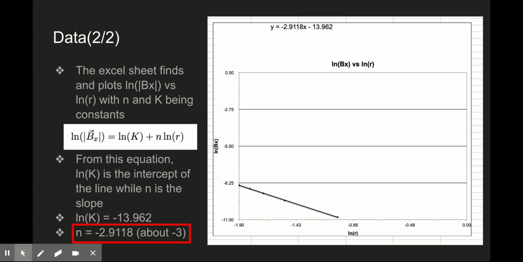Here's the second part of the data, where on the right you can see my chart, and the line of best fit equation is shown at the top. The equation that I used to solve for K and n is shown, where the ln of the magnetic field in the x is graphed versus the ln of r. And this equation allows me to find ln of K as the intercept and n as the slope, where the distance dependency n is about -3, which is what we'd expect.